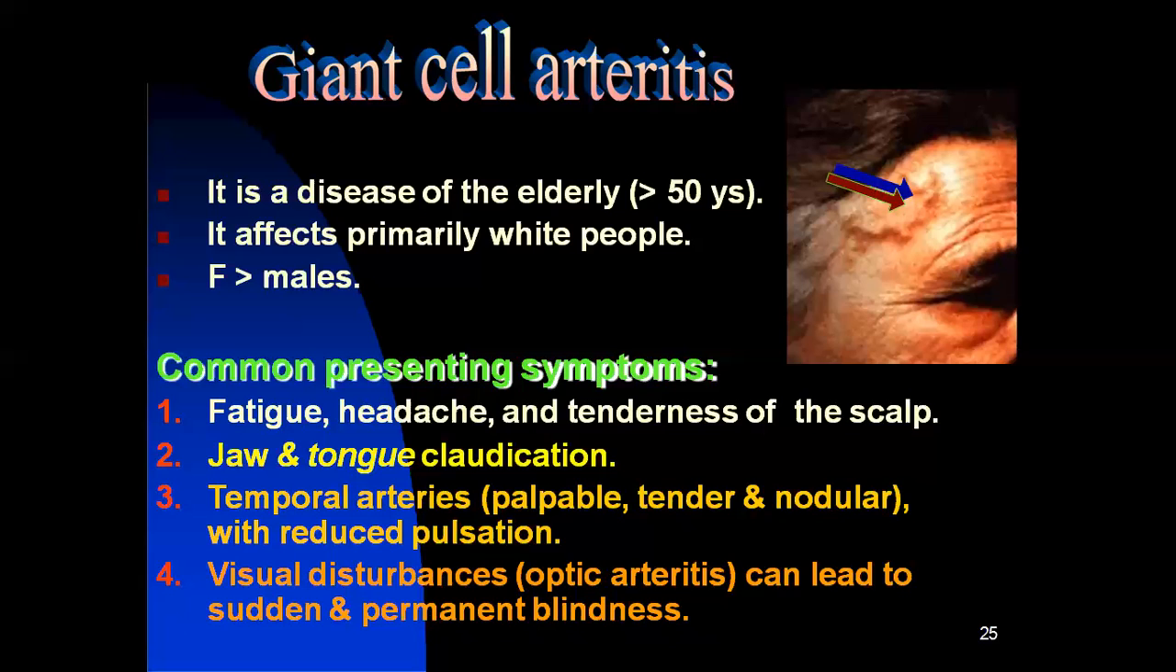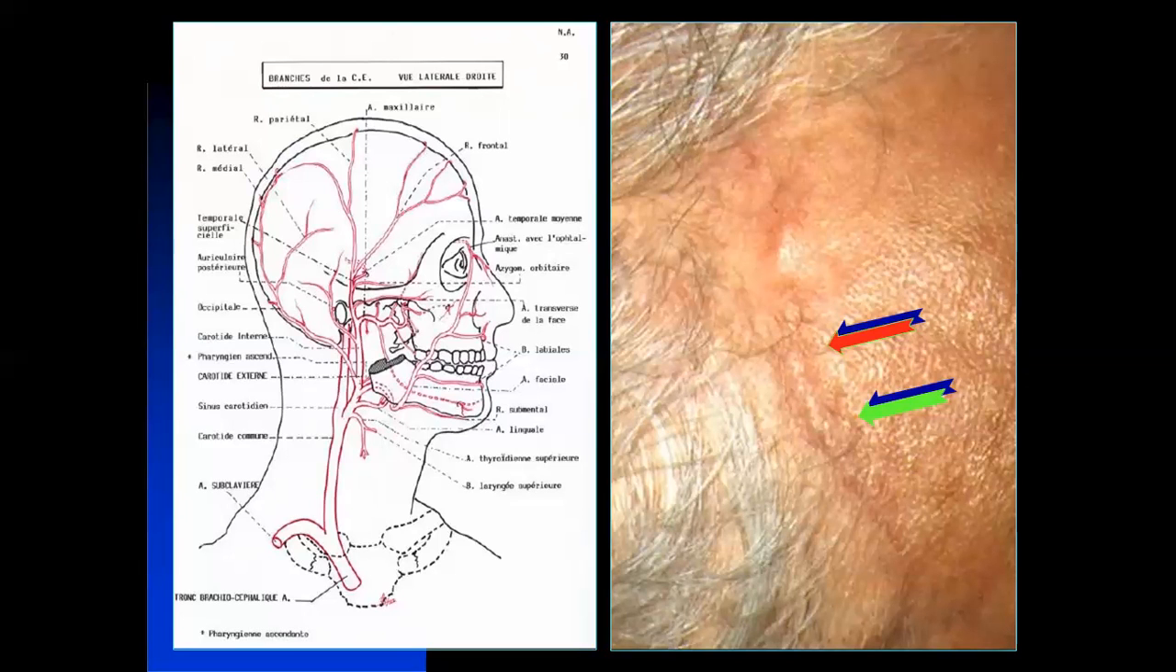Visual disturbance, optic arteritis can lead to sudden and permanent blindness if present. If the optic artery gets involved, it can lead to blindness also. So these are certain characteristic features of giant cell arteritis. It is affecting arteries supplying the scalp or the optic region. Now on the left side you can see the arterial distribution starting from the brachiocephalic artery and its division into the subclavian artery and carotid artery, and that further dividing into various branches. One of them, the temporal artery, would get involved in it. Even the optic artery might also get involved.